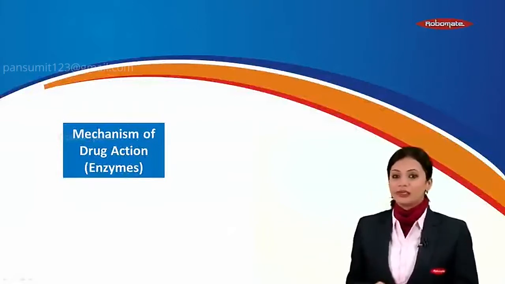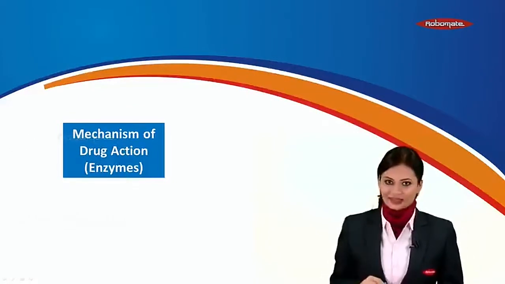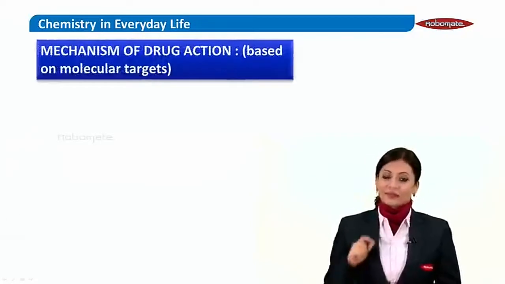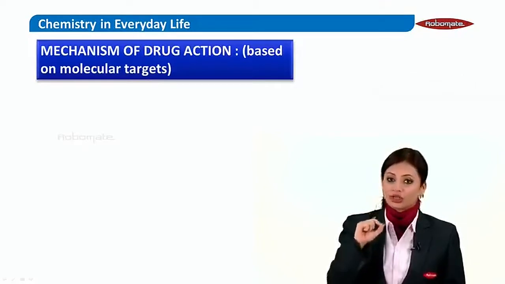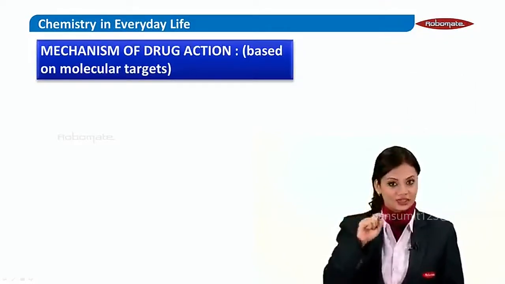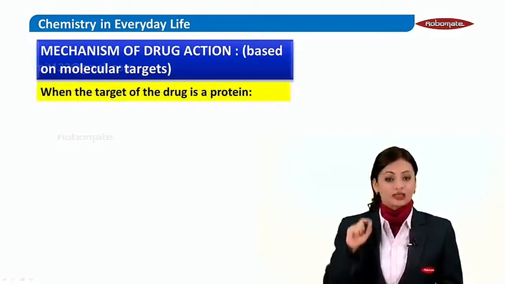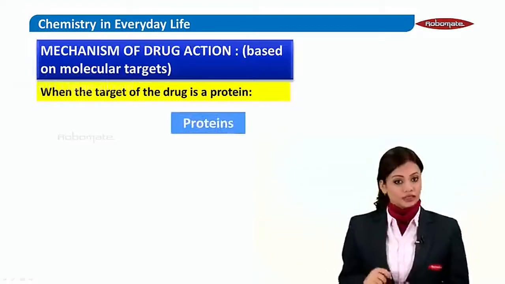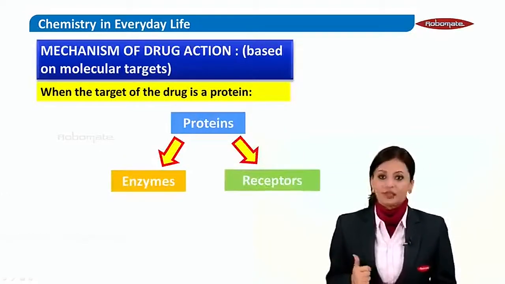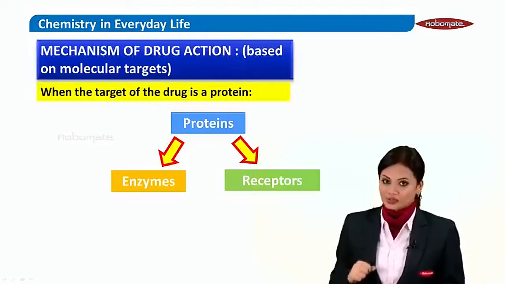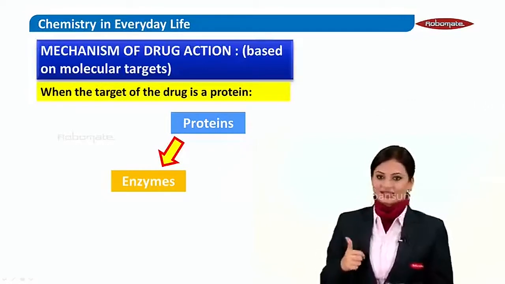In this module, we will be learning about the mechanism of drug action, and that too when the drugs act on enzymes in our body. Now children, let's start. Mechanism of drug action. What we are going to study today is based on the molecular targets. It means that when the drug enters into your body, it will always target a molecule. And we are going to see when the drug targets a protein. The proteins present in your body can be in the form of, first, enzymes, or second, receptors. In this module we are going to be learning about proteins present in the form of enzymes. Now let's start studying this.